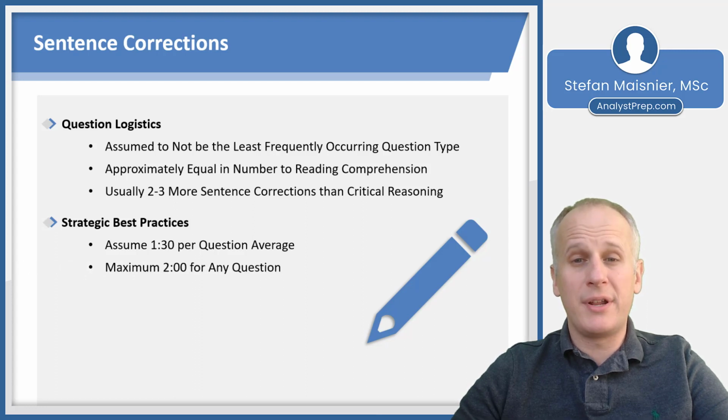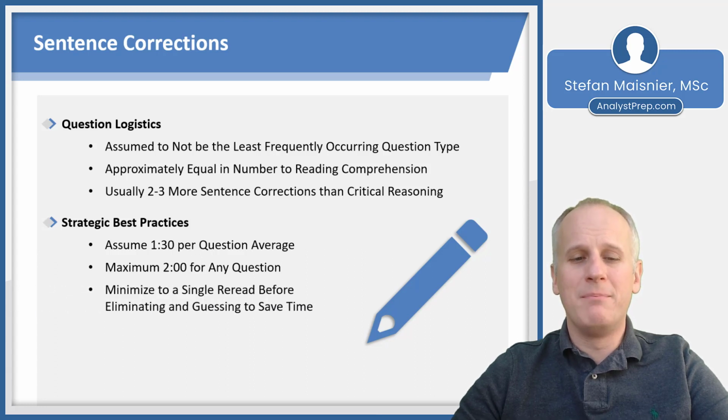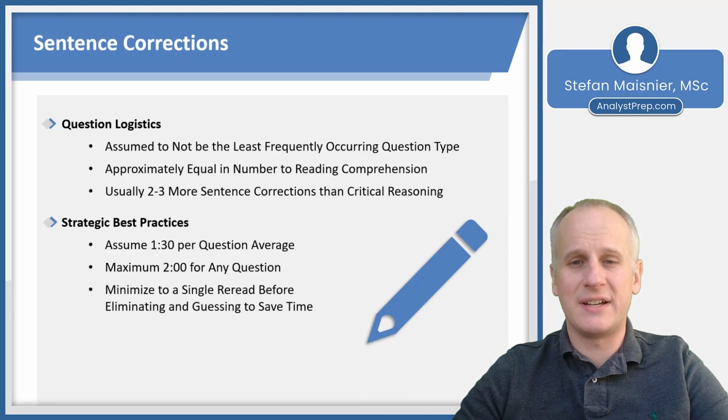You're going to have a pretty hard cap of 2 minutes for any sentence correction because generally, if you're spending more than that amount of time, it's not getting better and you're just wasting time that could have been spent better elsewhere. Of course, limit yourself to a single reread before you begin eliminating and guessing to save time, because once again, if you're down to a couple of options and you can see the difference but can't determine which is better, and often that is the case with idioms, you're better off just making a decision and moving on.